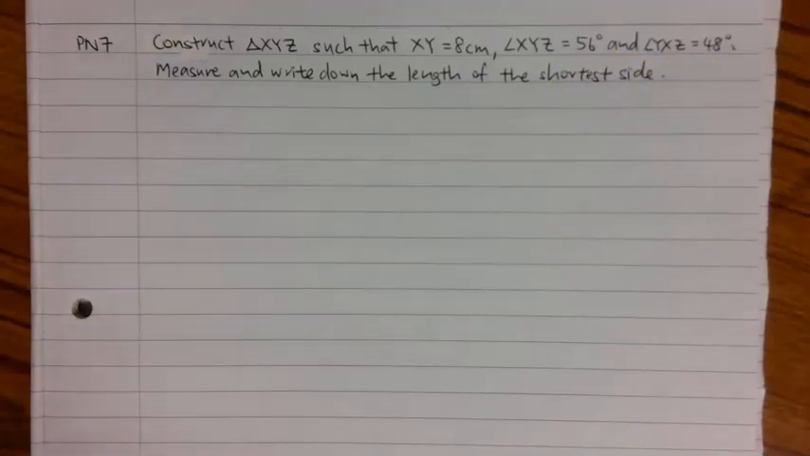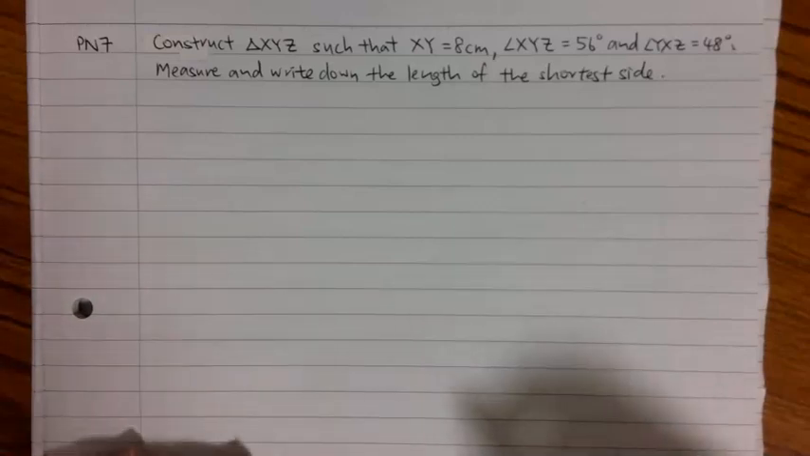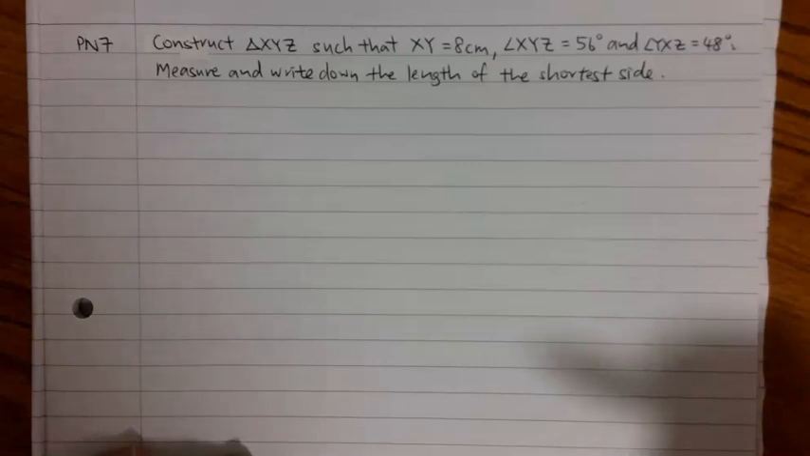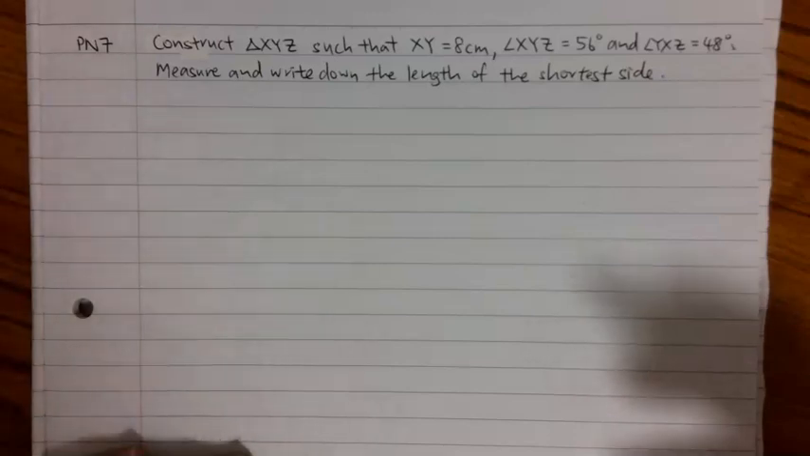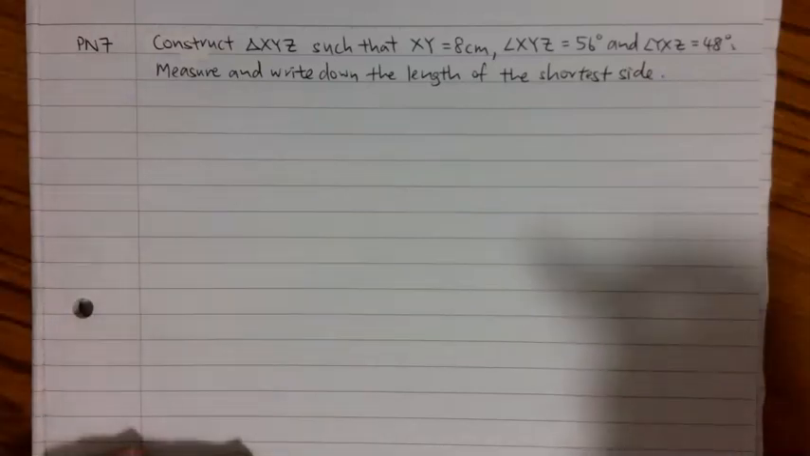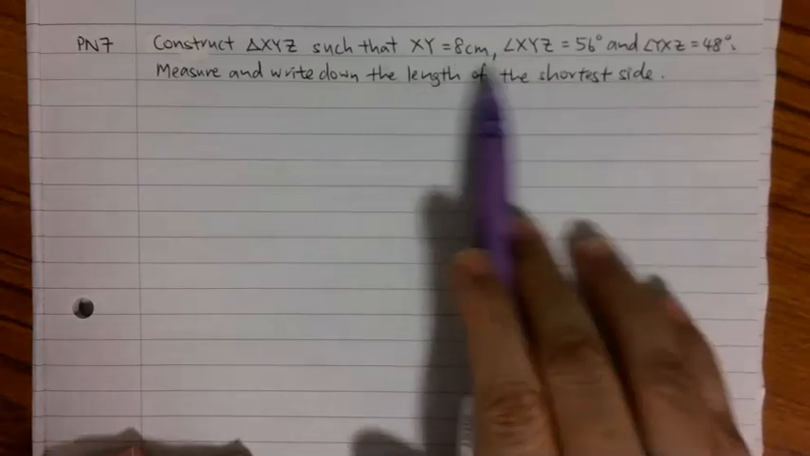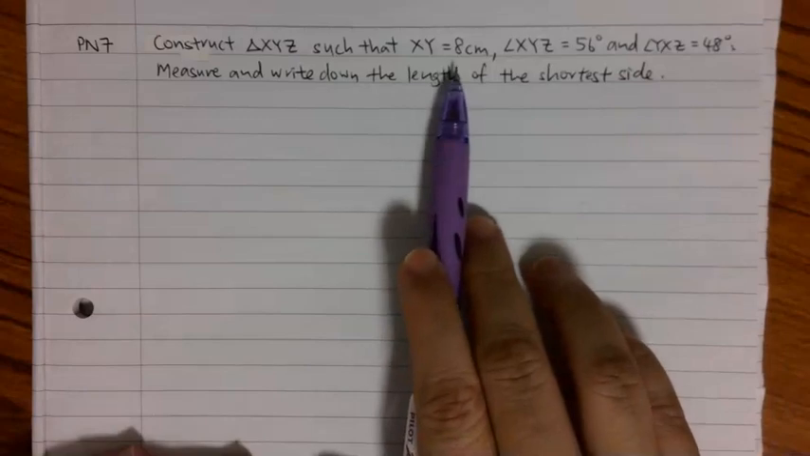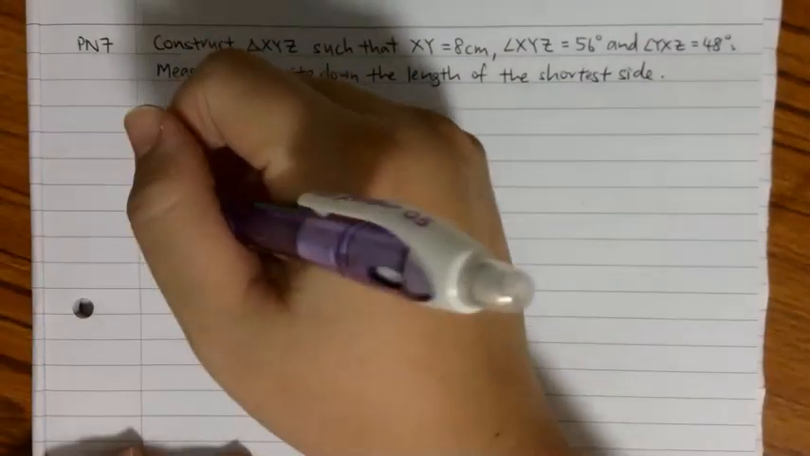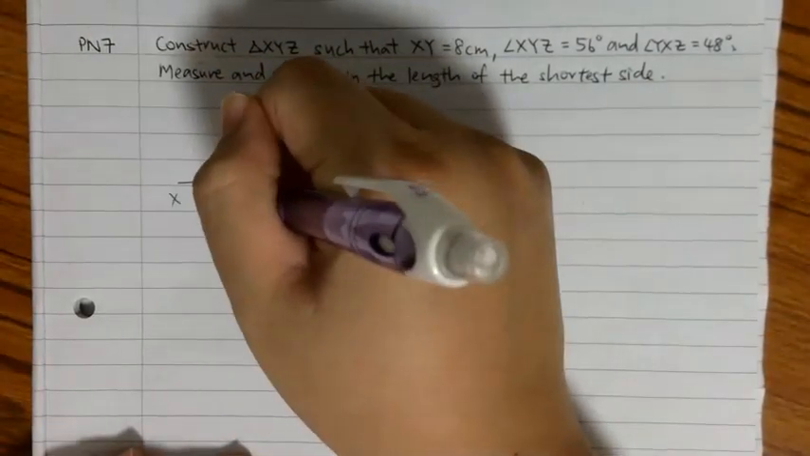So before we do the actual construction, the suggestion would be to draw a sketch of how triangle XYZ can look like. Then it will help us decide which length or angle we want to draw first. For this question, it's considered quite basic. We are given a length and two angles, so we will definitely be drawing XY as the base.